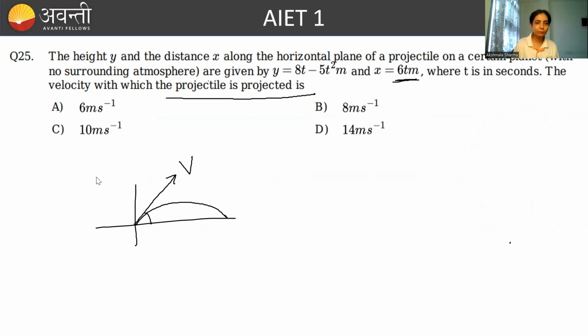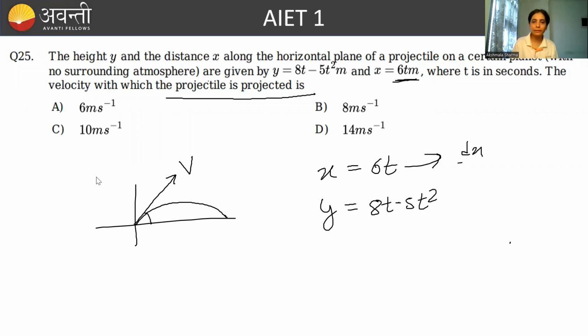Okay, यानी कि here x is given at any time. What is the displacement? That is 6t, and y is given as 8t minus 5t square. So from here we can calculate velocity as a function of time. dx by dt will become 6. Similarly, here we can calculate velocity in the y direction. That is equal to 8 minus how much? 8t minus 5t square. So dy by dt is 8 minus 10t. Done. So this is this.